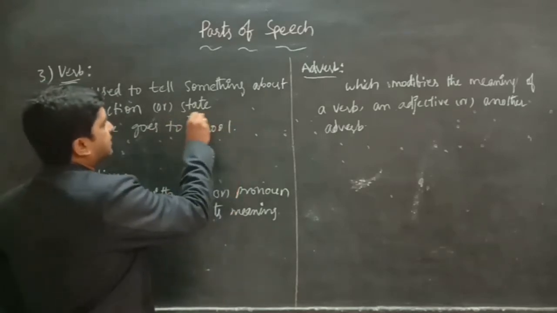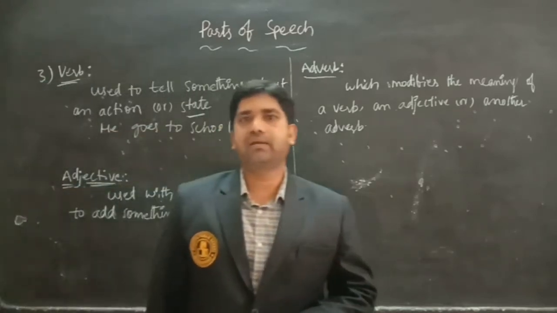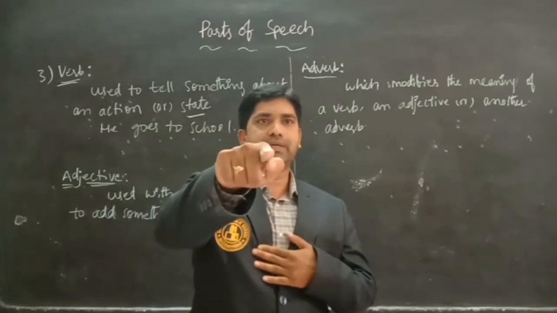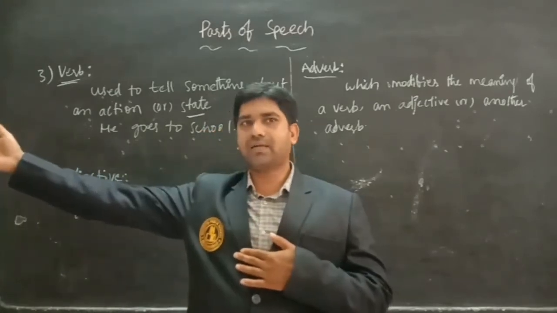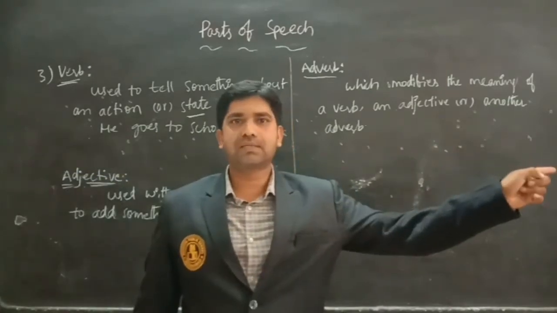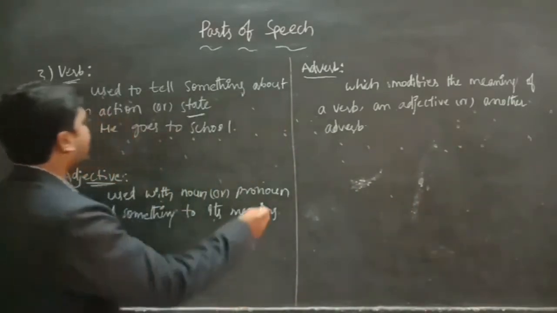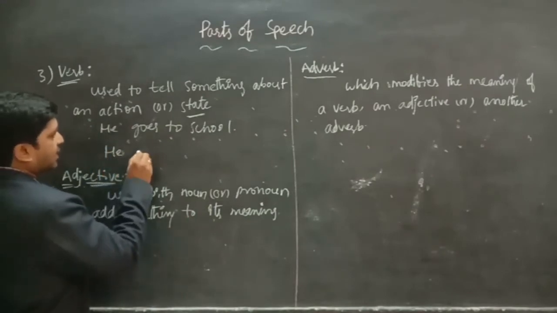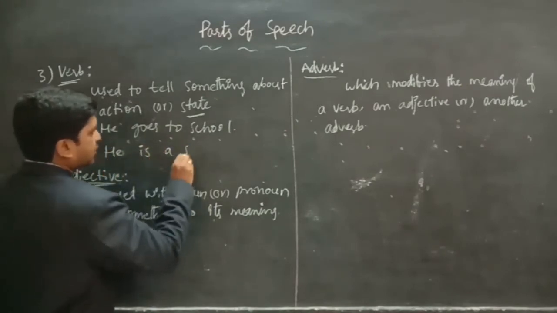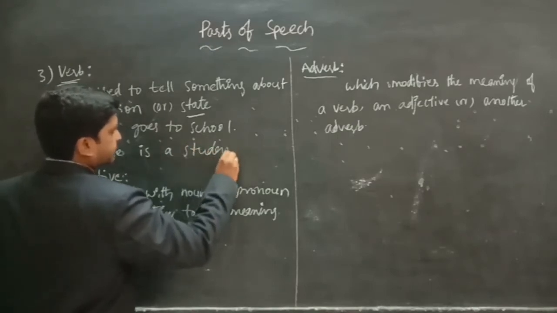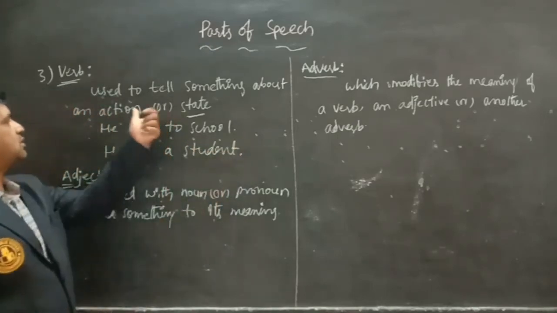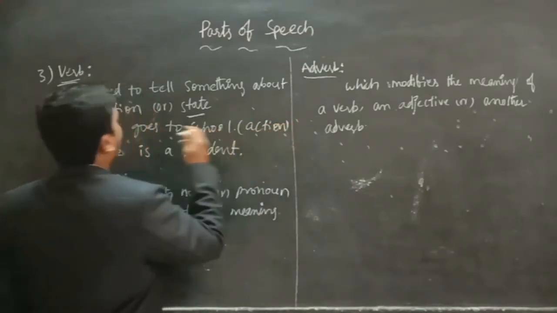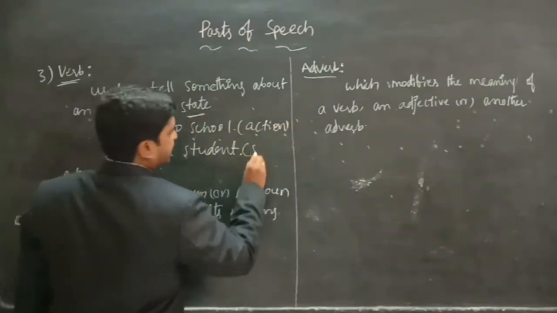Here state is a position. Here I am a teacher. You are a student. They are doctors. He is a police. Here this is a state. What is he? He is a student. Here we use a verb to indicate an action, and the second one is state.